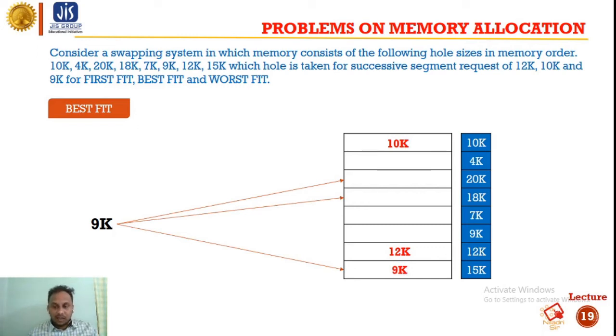Sorry, there is a little problem here. There is a 9K, and I have missed it. So let's check it, let's do it once again. 9K can be inserted at 20K, 18K, 15K and 9K.